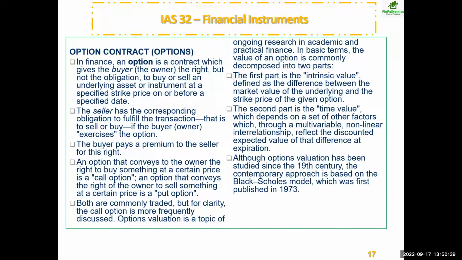In a basic sense, the value of an option is decomposed into two parts. The first part is the intrinsic value, defined as the difference between the market value of the underlying and the strike price of the given option. The second part is the time value, which depends on a set of other factors, which through a multivariable non-linear interrelationship reflects the discounted expected value of that difference at expiration. Although options valuation has been studied since the 19th century, the contemporary approach is based on the Black-Scholes model, which was first published in 1973.